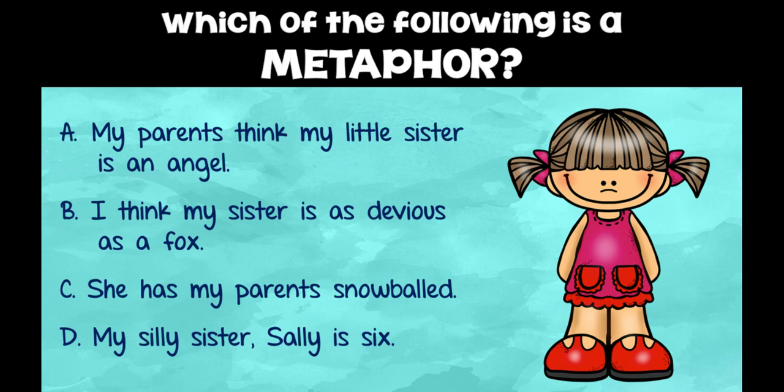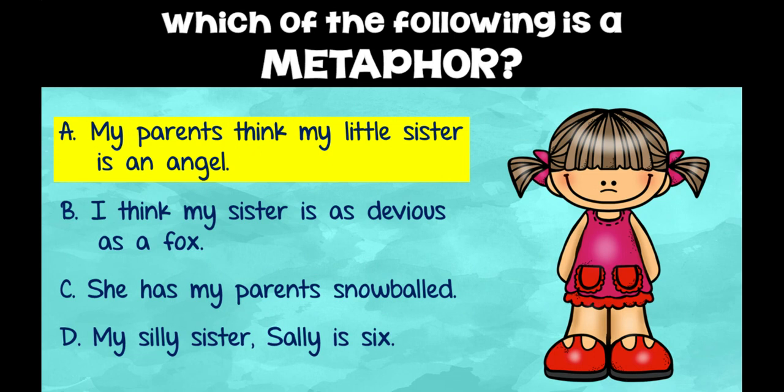Okay, boys and girls, welcome back. Let's look at these answer choices and see if you pick the correct metaphor. A says, my parents think my little sister is an angel. In this case, you are comparing the sister to an angel, and you are not using the words like or as. So if you said the metaphor was A, you were correct.